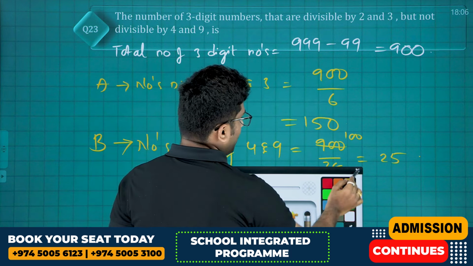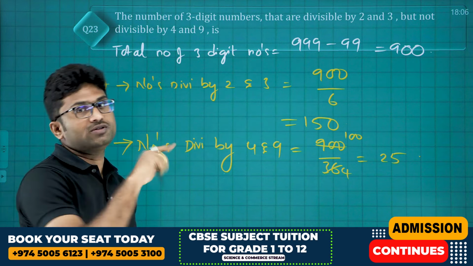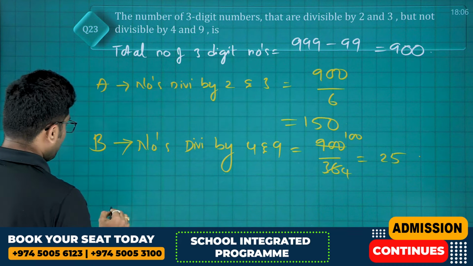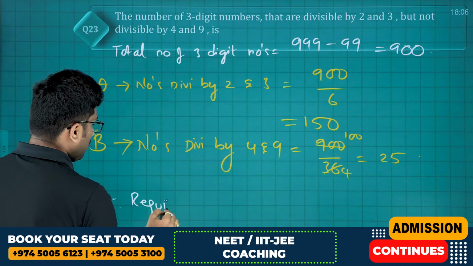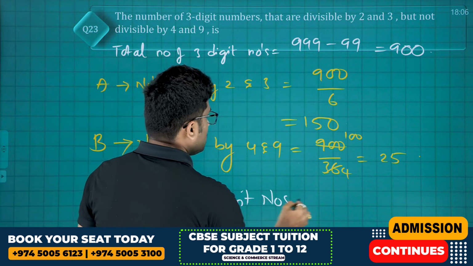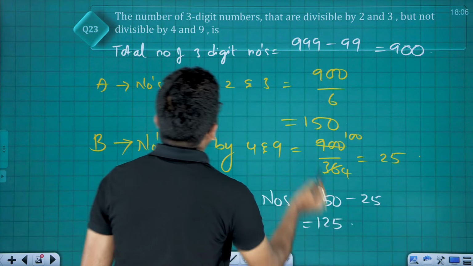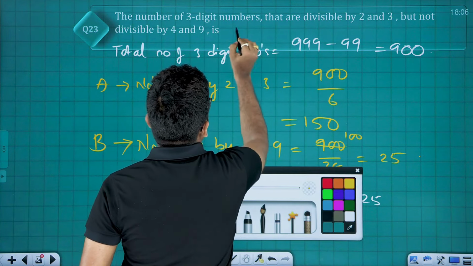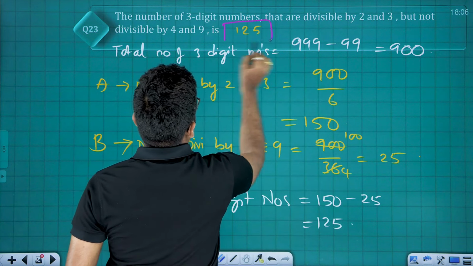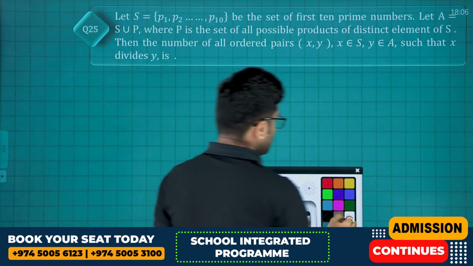Now one more thing, friends. All the numbers which are divisible by 36 will also be divisible by 6. So that means which are not, they are asking, no? Therefore the required 3-digit numbers is equal to 150 minus 25, which is equal to 125. The answer is 125. Next question, which is the last question, friends.